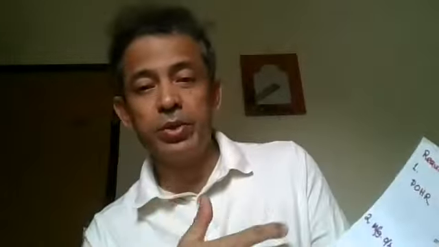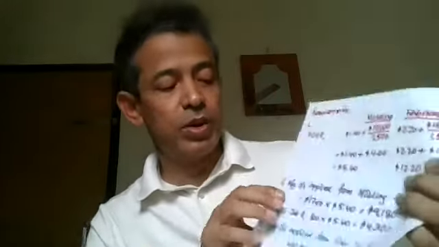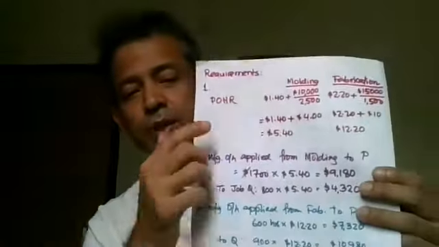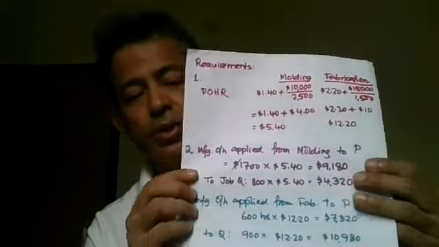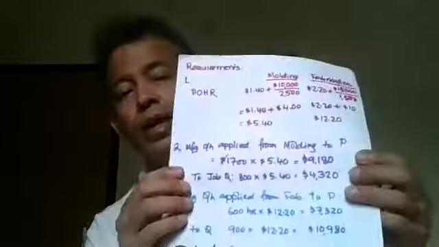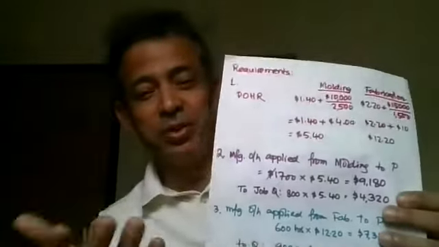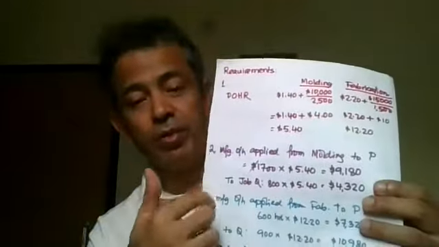$5.40 and $12.20. When you apply, you are going to use these rates and multiply them by the number of hours actually used by the two products in the two departments. All right, so that's the predetermined overhead rate. Number two is manufacturing overhead applied. Well, already we are there. So manufacturing overhead applied from molding to P, and then molding to Q.